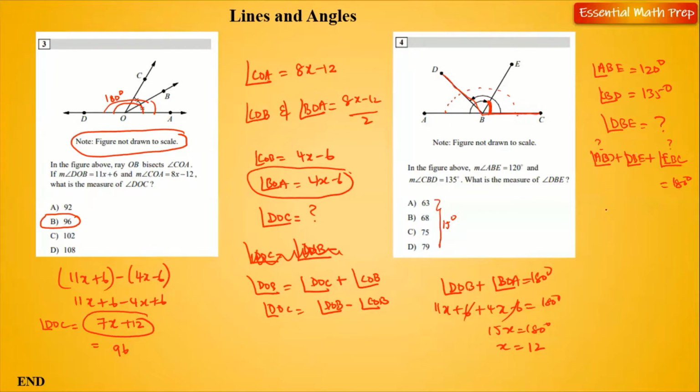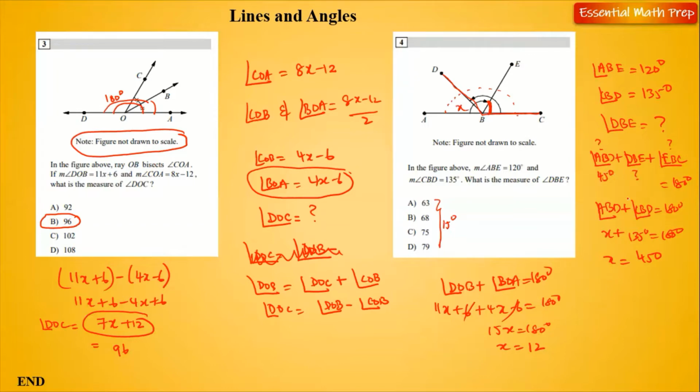So what if we do angle ABD plus angle CBD, that's 180 degrees. If I call this X, that means X plus, we know CBD is 135, equals 180. So X would be 180 minus 135, which is 45. So we know X is 45 degrees. So this now is 45 degrees. We know that. We don't know DBE. That's what we have to figure out.